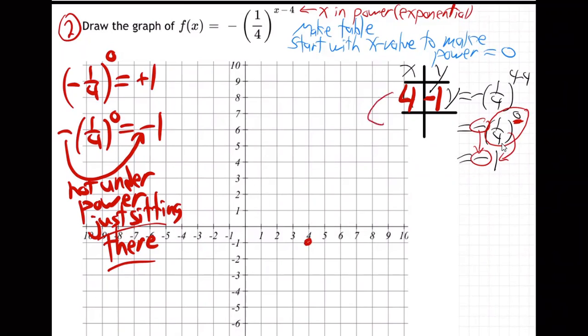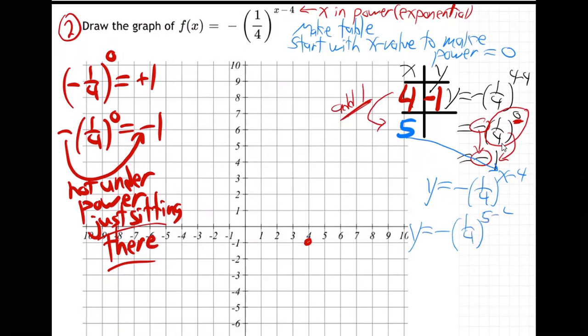Now what do we do from there? We add 1. Right, we go up by 1. So now we're going to plug in like a 5. Okay, what do we get when we plug in 5? I don't know. Let's come down here and see. So y equals, again, negative 1/4 to the x minus 4, and we're plugging in now the 5. So we're going to get y equals negative. That negative in the front, remember, is a spectator. 5 minus 4, negative 1/4 to the 1. So it's just negative 1/4.